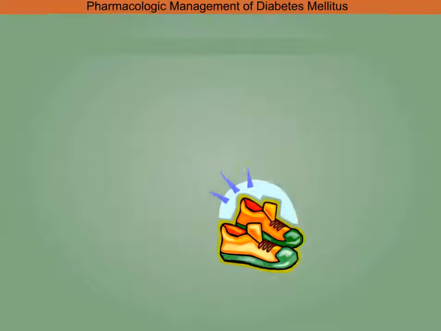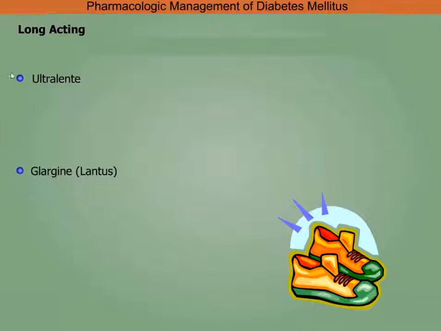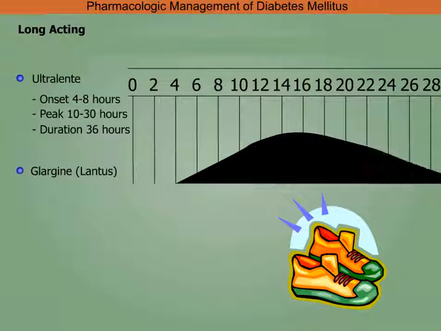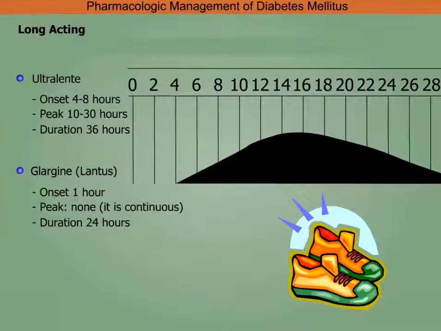Long acting. Ultralente. Onset in 4 to 8 hours, peak in 10 to 30 hours, with a duration of 36 hours. Glargine. Onset in 1 hour. Peak is continuous, with a duration of 24 hours.